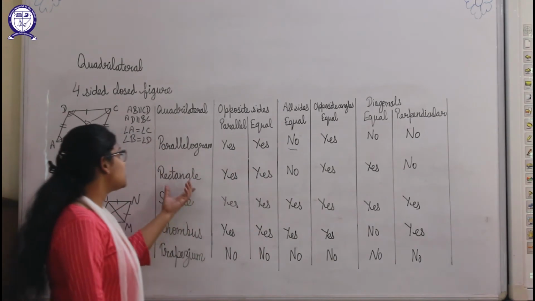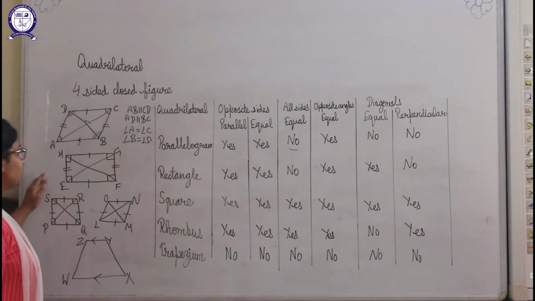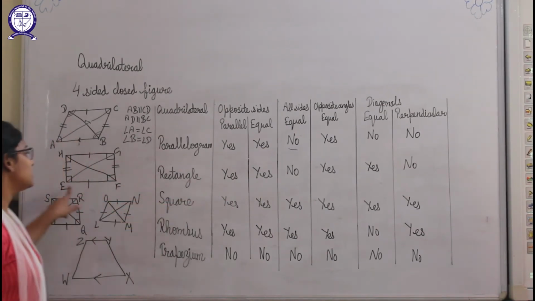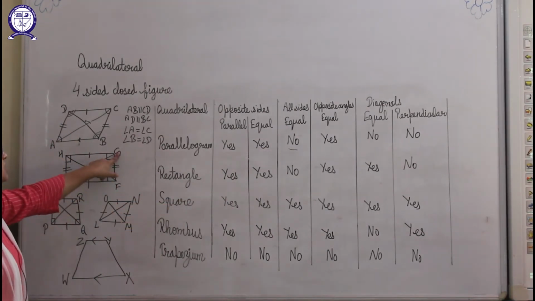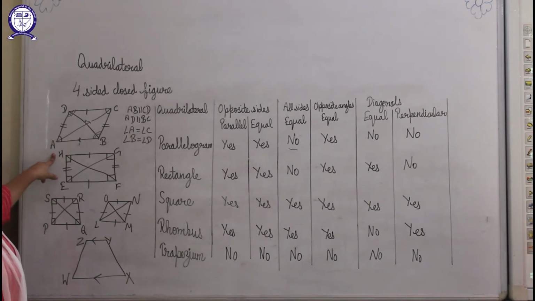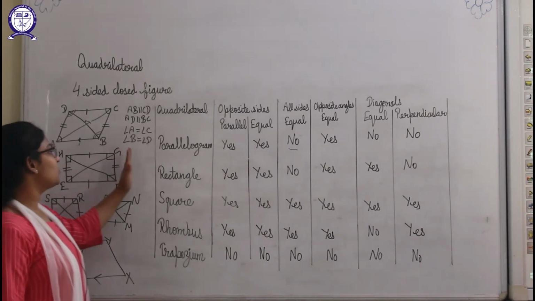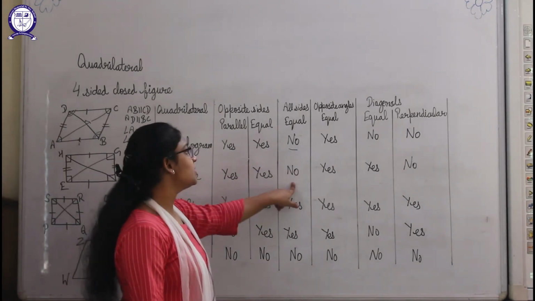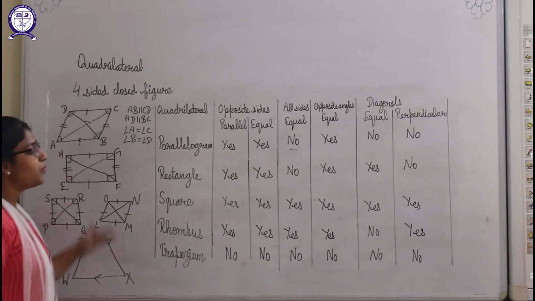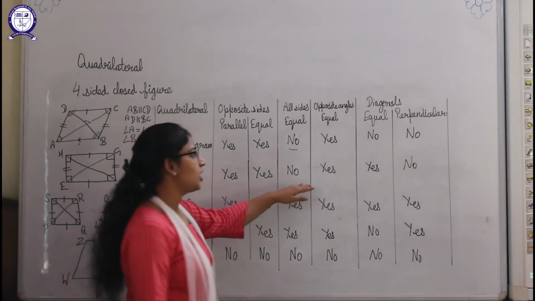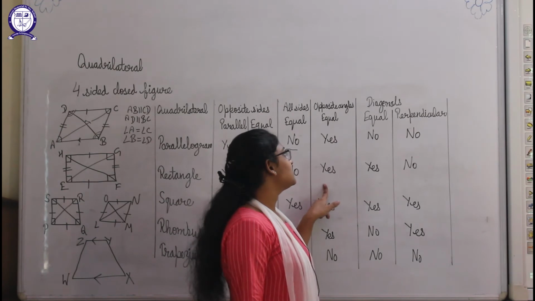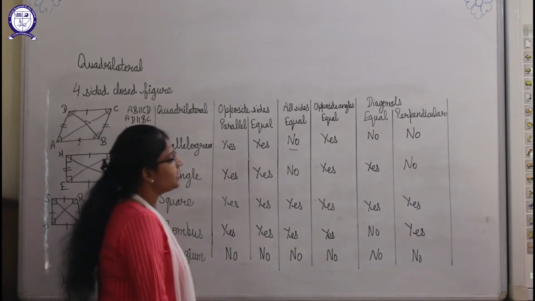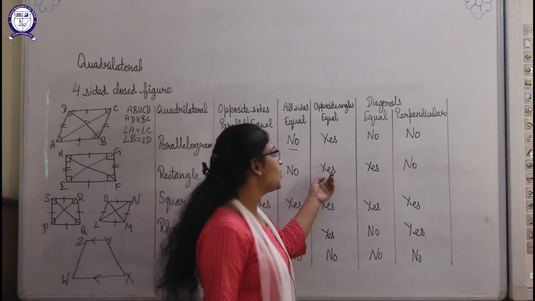Okay, now next one is rectangle. In a rectangle, here EFGH is a rectangle, opposite sides are equal. Yes, opposite sides are equal. EF is equal to GH, EH is equal to FG. Similarly, they are equal and parallel both. Now, are all sides equal? So in a rectangle only opposite sides are equal, all sides are not equal. Then are opposite angles equal or not? So in a rectangle all angles are of 90 degrees. So we can say that opposite angles are equal.